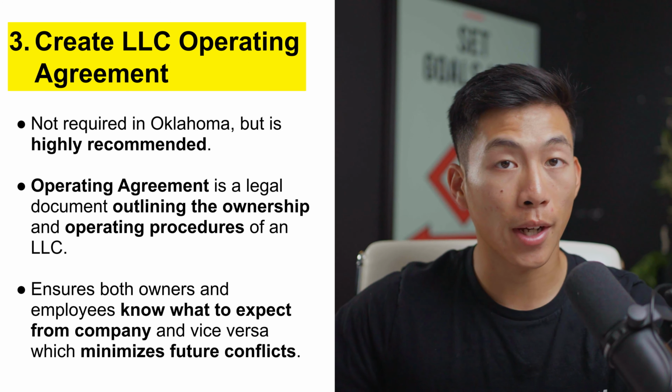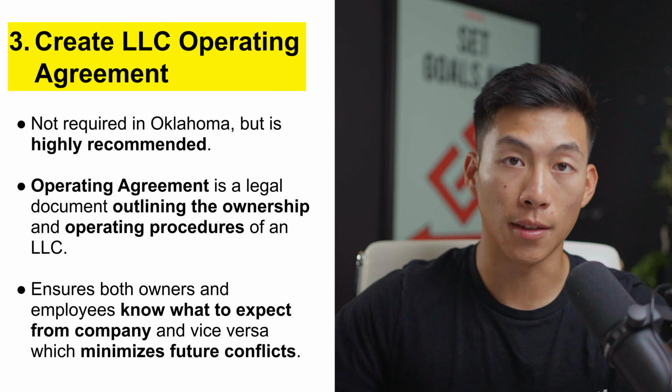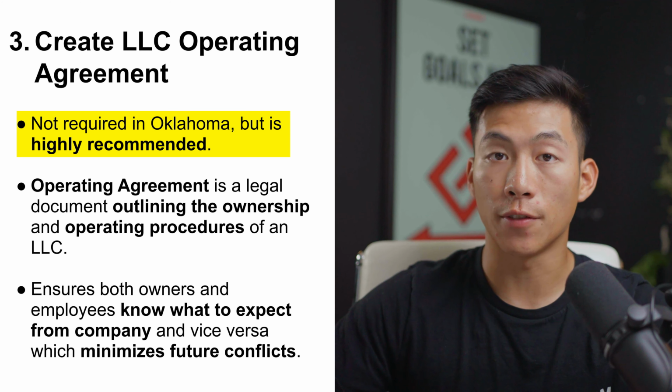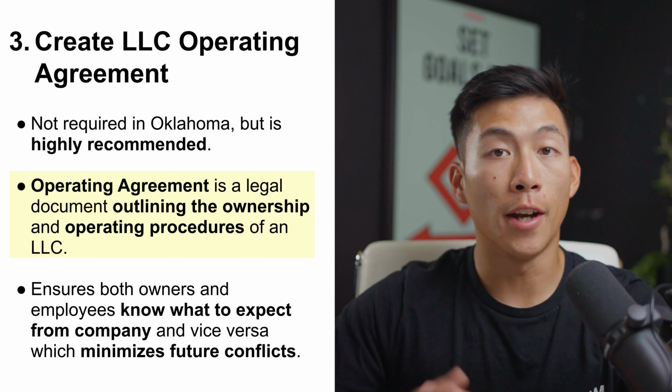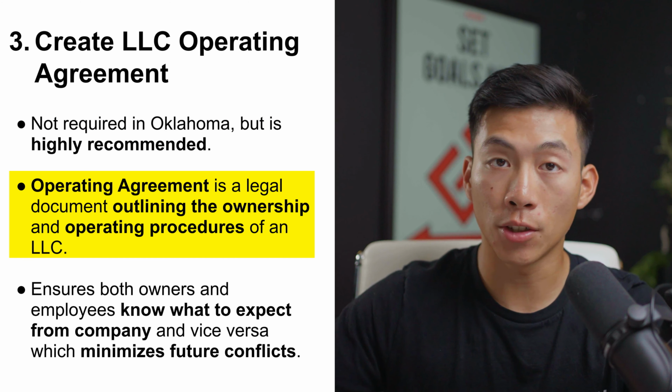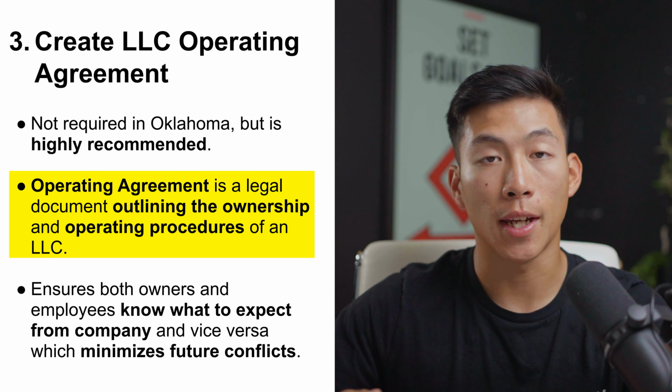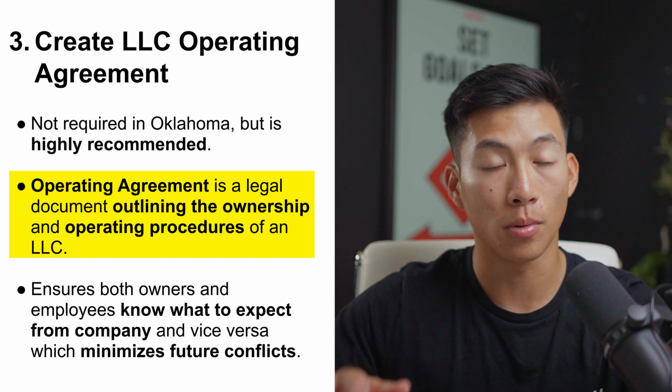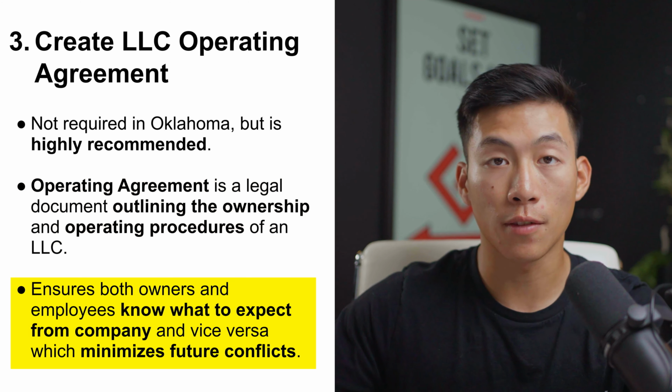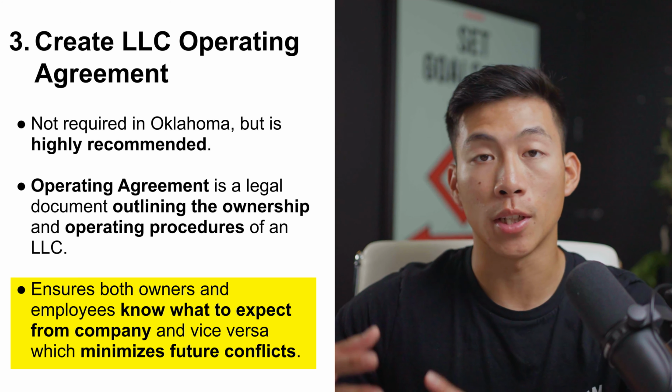The next step is to create an operating agreement for your LLC. Although this is not required for the state of Oklahoma, it is highly recommended. An operating agreement is basically a legal document that outlines the ownership and the business procedures for your employees and employers. That way, there's no conflict, everybody's on the same page, and everybody knows what to expect.